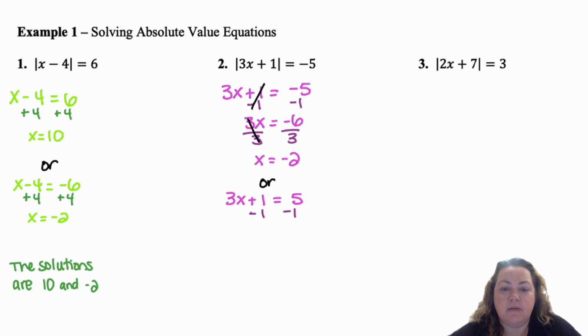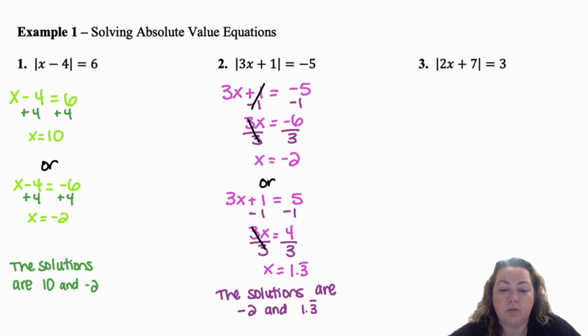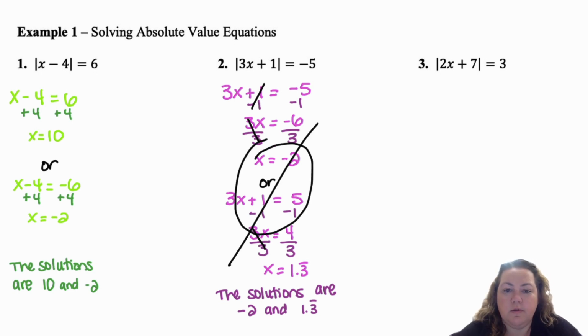And then if I do the other one, if I move over the 1, I get 4. Divide by 3, I get 1.33. If I plug that in, 3 times 4/3 is 4, plus 1 is 5. Absolute value of 5 is 5, and not negative 5. So this one actually has no solution. Okay, so again, when it equals a negative, it's going to have no solution.